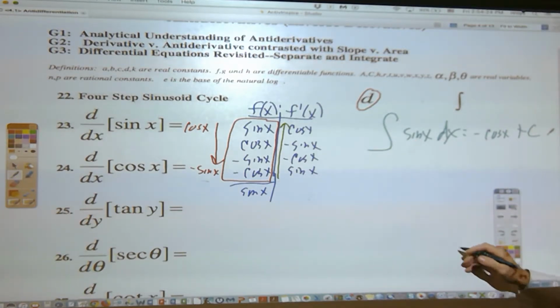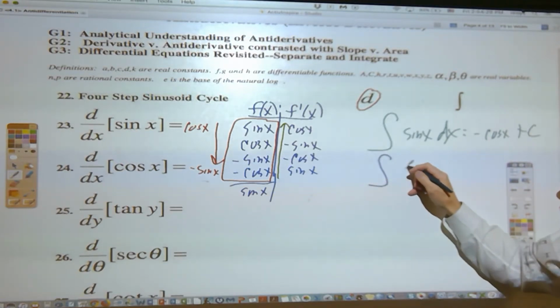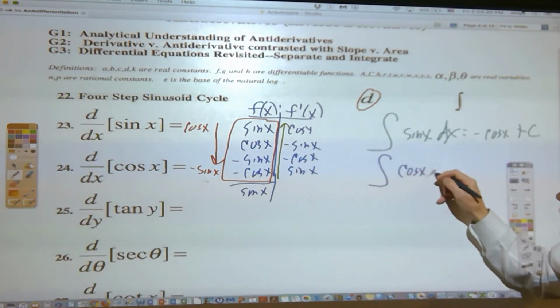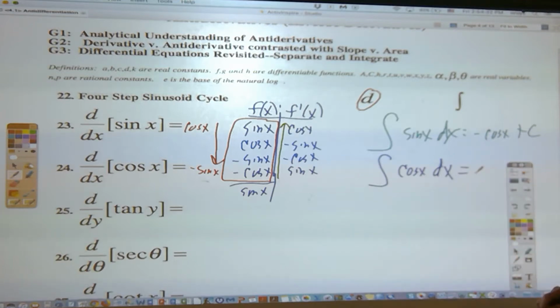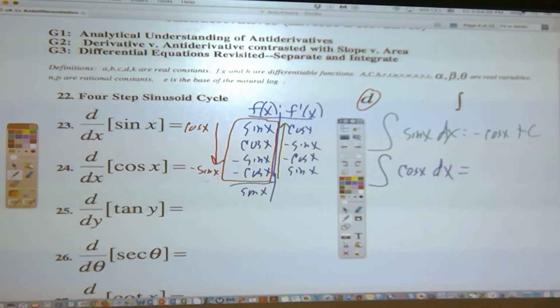Would you please try to do number 24 on your own? I'd like you to think, what is the antiderivative of cosine x with respect to x? Find the family, use the cycle of length 4, but not in top to bottom fashion, in bottom to top fashion.